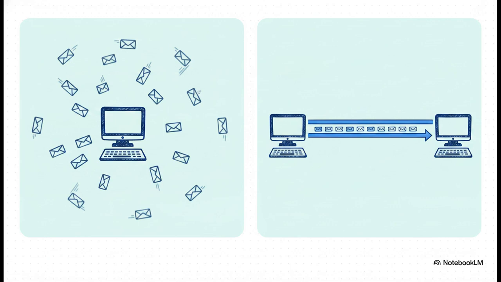There was just one fundamental clash. Traditional Ethernet LANs are connectionless. They just blast data packets out using physical MAC addresses, which easily supports multicast and broadcast. ATM, on the other hand, is completely connection-oriented. Before ATM can send even a single cell, it must establish a dedicated path using a virtual circuit identifier, or VCI. It is strictly point-to-point.